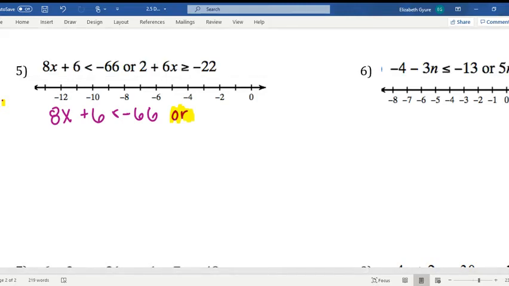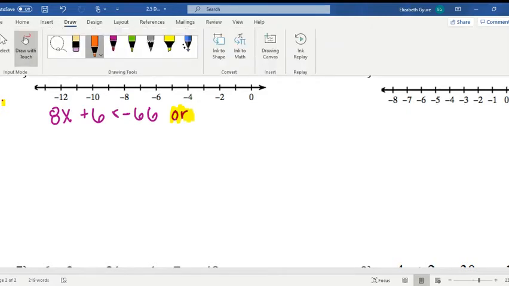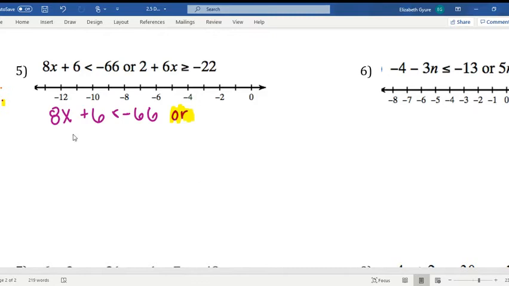What would our first step be to get x all by itself? Well, right now we're adding 6, so the opposite of adding would be subtraction. So subtract 6. Now this one only has 2 sides, so just subtract from the left and the right.